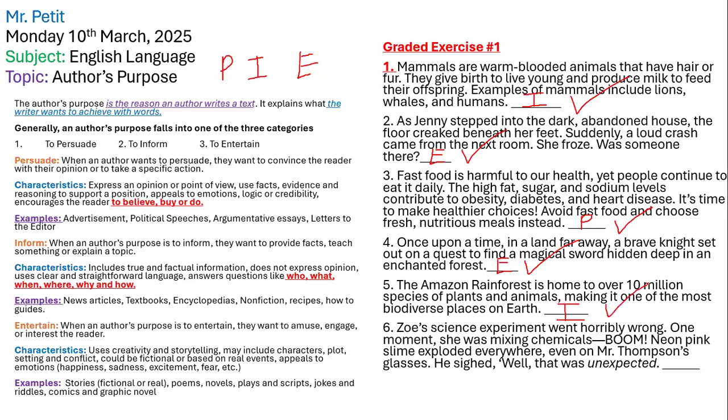Yeah. Zoe's science experiment went horribly wrong. One moment she was mixing chemicals, boom! Neon pink slime exploded everywhere, even on Mr. Thomas's glasses. He sighed, that was unexpected. Definitely entertain.